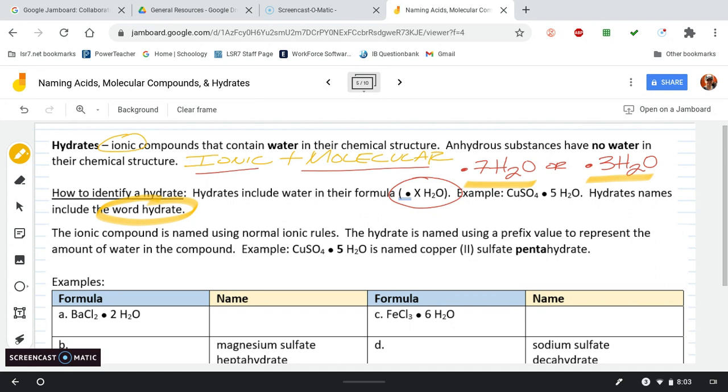Okay. So what we're going to do is we got 2 sets of rules that we're juggling. So the first part, this piece, the first part you're going to name with our standard ionic rules. The second part is going to be named using prefixes. So this is going to be named copper 2 sulfate. So that's our standard stuff. So you've got copper and you got sulfate.